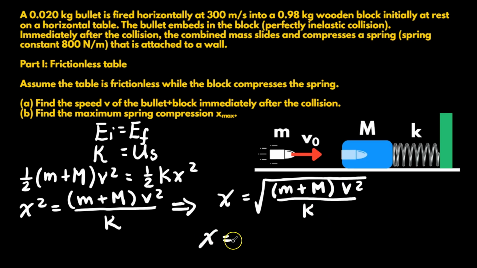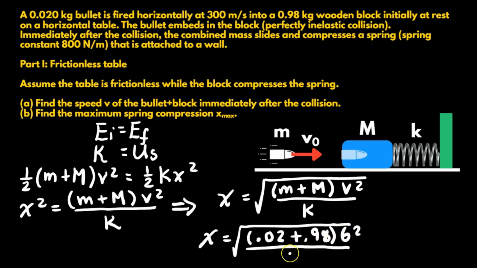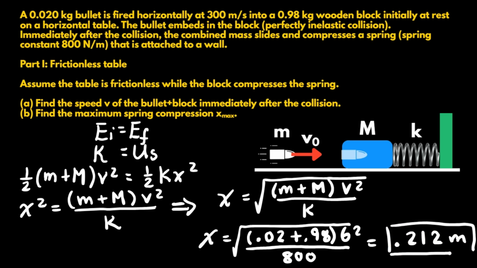Next, we're going to substitute, and then we're going to solve. So x is equal to the square root of 0.02 plus 0.98 times 6 squared divided by 800. And we get that the maximum compression is equal to 0.212 meters.